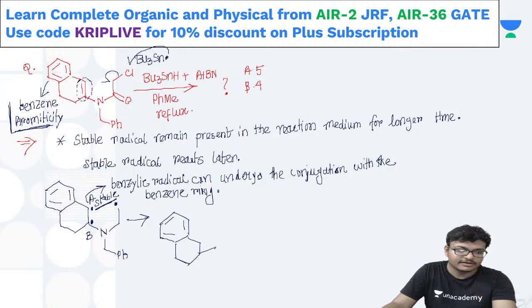Here a pyro compound is generated, a pyro ring forms. And ultimately, what will be the fate of this radical? This radical will be abstracted.